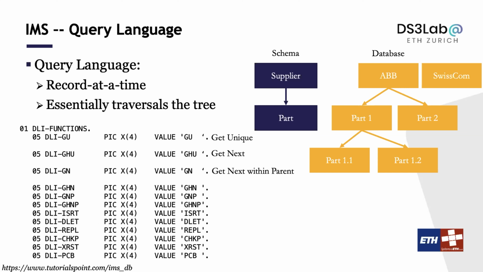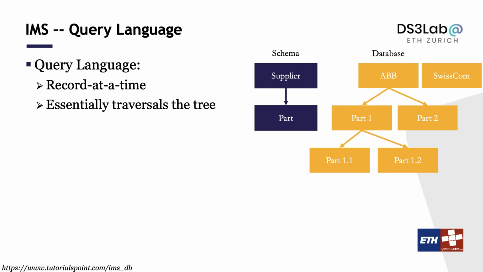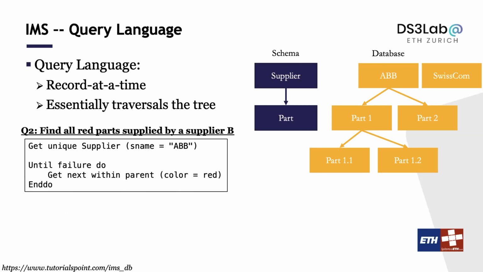It starts from the root of the tree of the hierarchy, and then you say, okay, I can get the next record, either my child or my siblings. So it gives you all those ways to traverse the tree. This is the query language that IMS provides. So for example, if I want to find all the red parts supplied by supplier B, what would I do? You would write something like this. You first say, okay, first find me all the suppliers with a certain name.